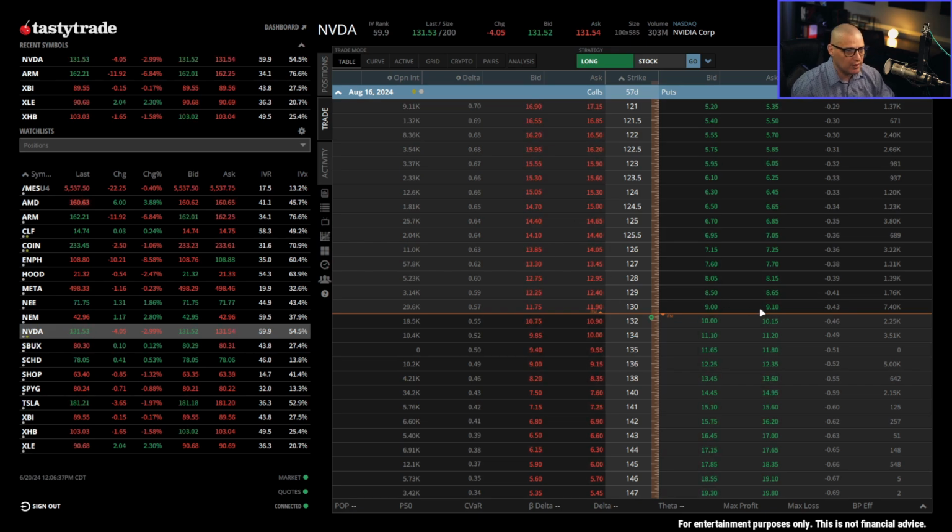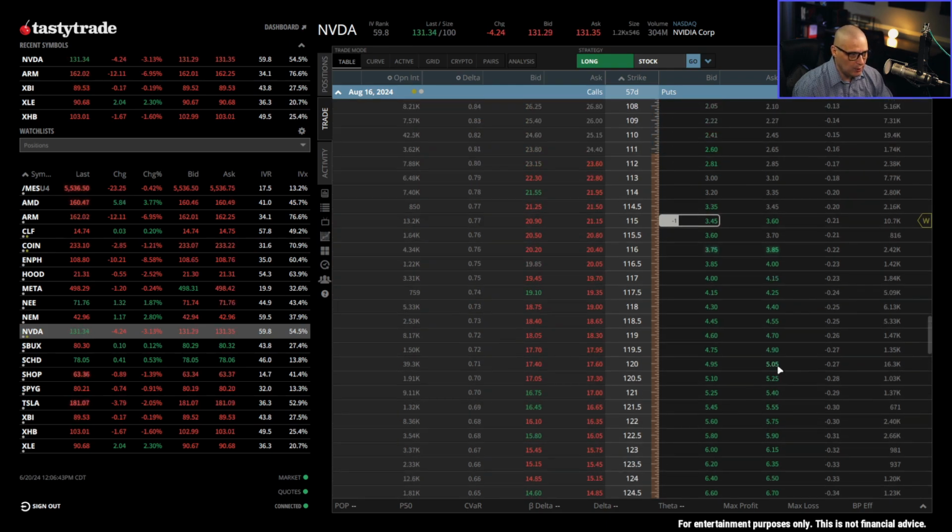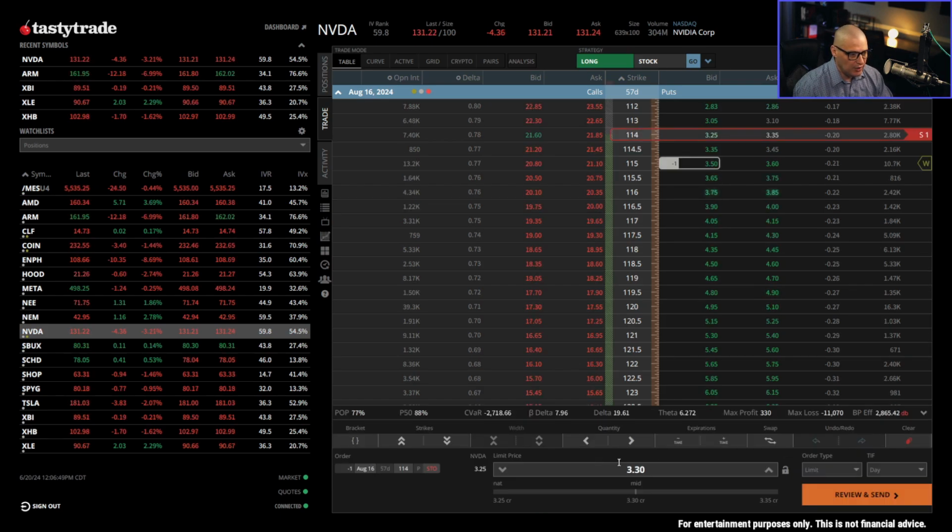For example, since I've already got this NVIDIA options chain open, if I wanted to sell the 20 delta put, which I've already kind of got on, but let's imagine that I'm going to sell the 114 strike here. And I sell that, you can see I'm going to collect $3.30 on a buying power reduction of about $2,800. That's pretty good risk reward actually on that trade.